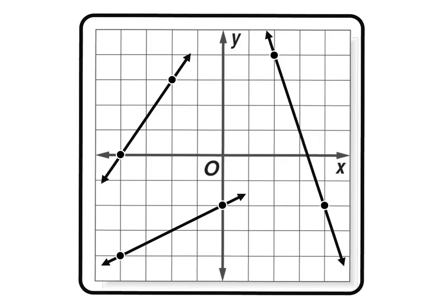So you can simply count. If you go from the far left to the right point, if you go up, it's positive, down is negative. Right is positive, left is negative.